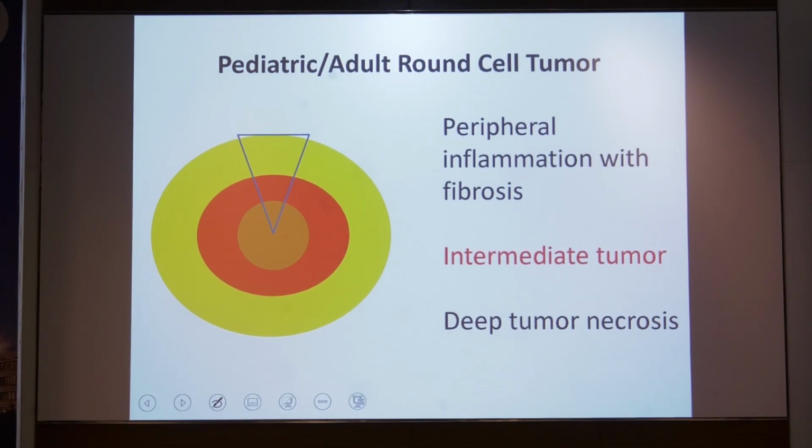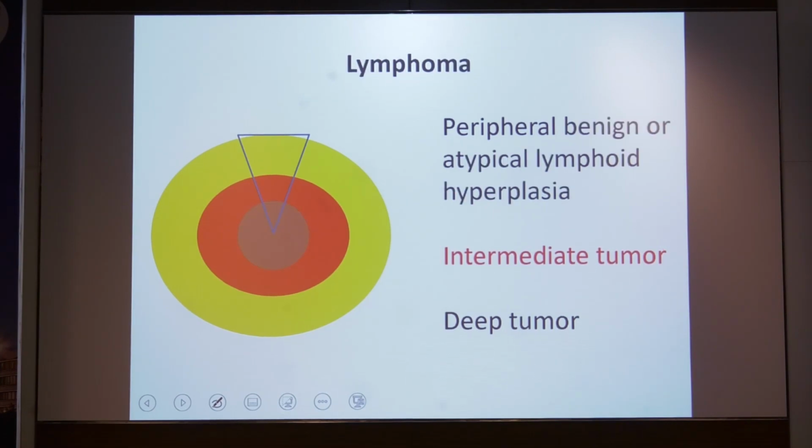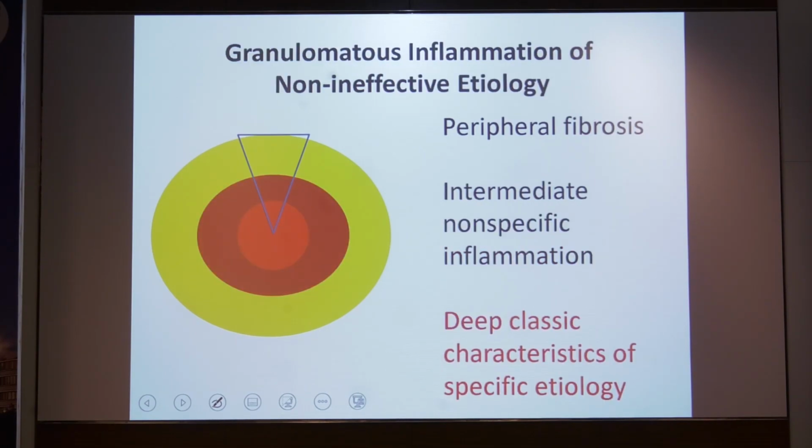Pediatric and adult round cell tumors: the peripheral zone shows inflammation with fibrosis. It is the intermediate zone, the red zone, that generally shows the tumor, and the deep zone often has some amount of necrosis. So you have to biopsy all the layers. Lymphoma: the peripheral zone may show benign or atypical lymphoid hyperplasia, and the intermediate zone, especially if it's a lacrimal gland lymphoma, shows the tumor, and the deep zone also shows the tumor.